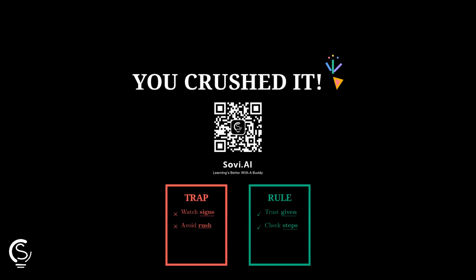Trap: rushing past reverse transcription signs. Rule: trust the given virus type and check each information flow step carefully.